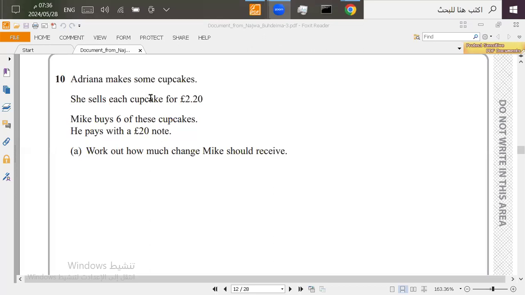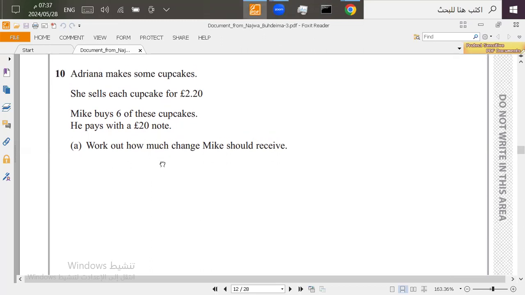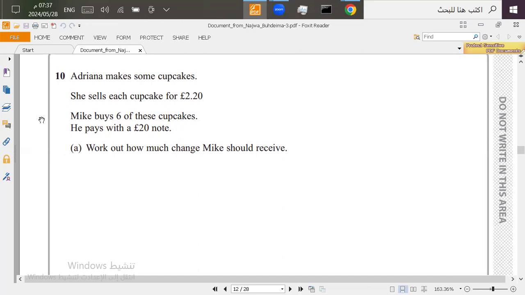Question 10. Adriana makes some cupcakes. She sells each cupcake for 2 pounds 20. Mike buys 6 of these cupcakes. He pays with a 20 pound note. Work out how much change Mike should receive. Now, we already know that each one of them is 2.20 and he buys 6. So first thing we do, we have to find out how much money he paid for his cupcakes. So first we multiply 6 by 2.20 and we will get the total amount of money that he paid.